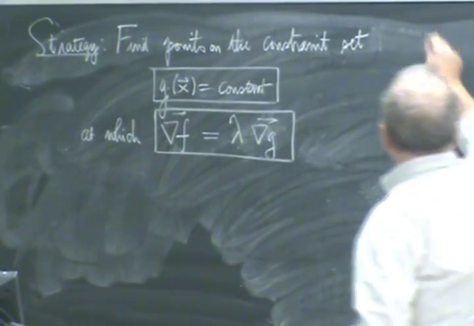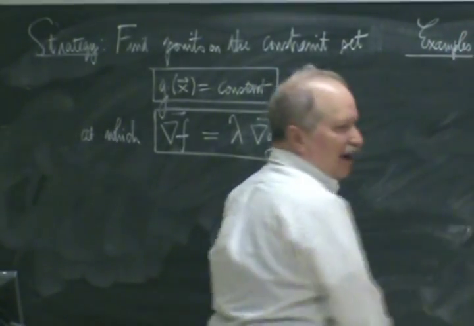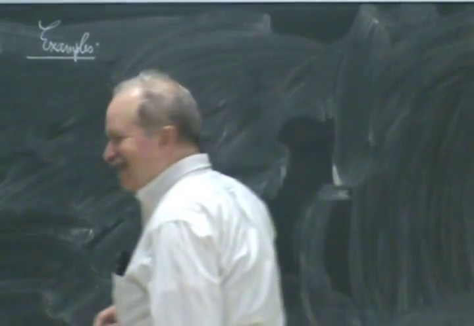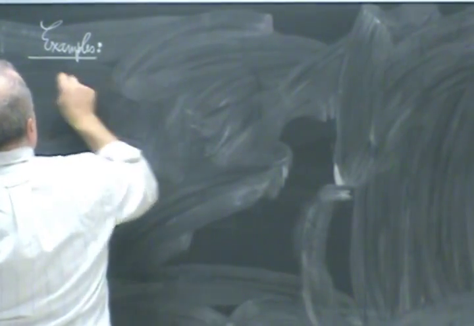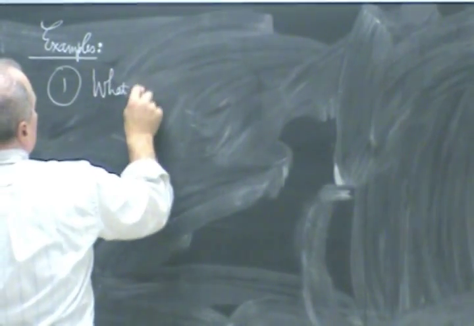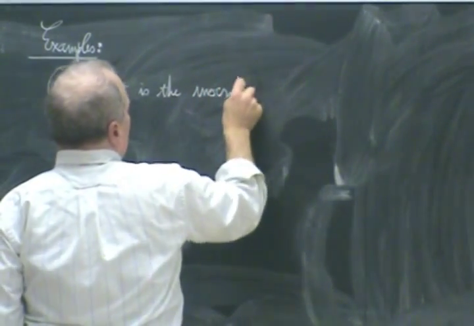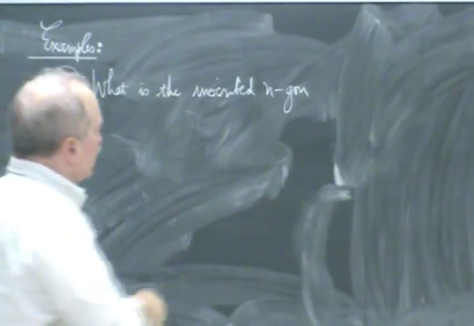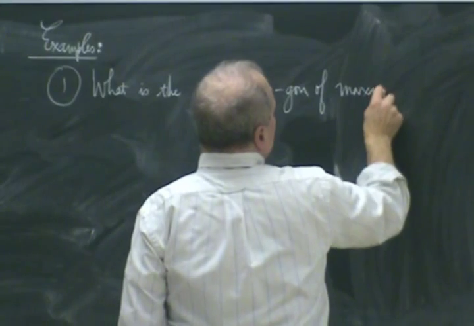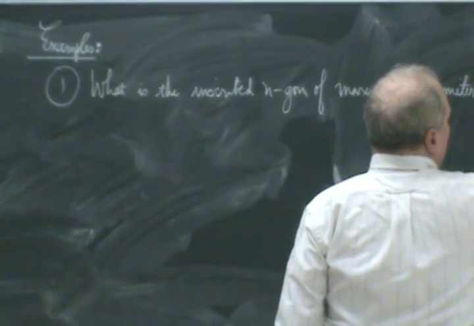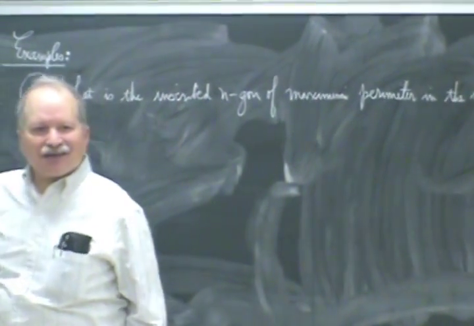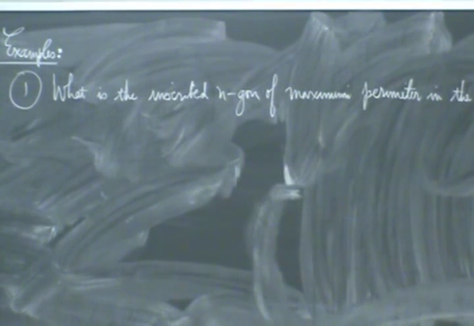So let's do some examples. Shall I make you suffer and redo the open box problem? Alright, well let's see, let's do another one first. What is the inscribed n-gon of maximum perimeter in the circle? We did triangle, but I'll do n-gon now. Now again, I remind you, this is just showing you how to find the critical points. It's not telling you that there must be a max or there must be a min. That's your separate compactness argument still. All right, n-gon.